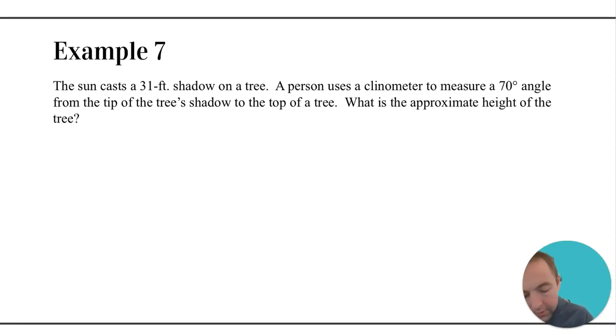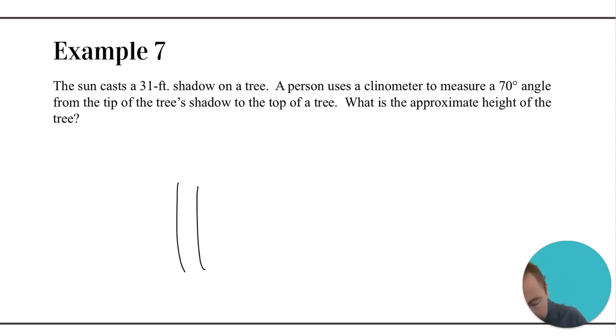And then in example 7 here, we have that the sun is casting a 31-foot shadow on a tree. And then a person uses a clinometer to measure a 70-degree angle from the tip of the tree shadow to the top of the tree, and we want to determine what the approximate height for that tree would be, right?